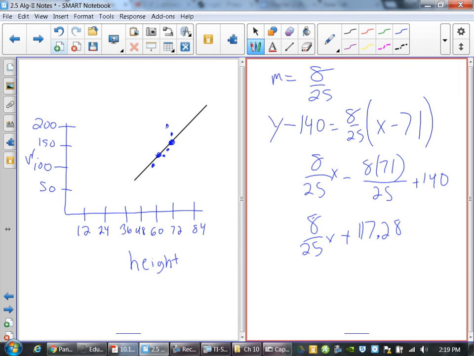So that means if I take somebody's height and substitute it in for x, I should get approximately their weight. So who didn't we pick on? How tall are you? 5'10". 5'10" and a half. 8 times 70 divided by 25 plus 117.28. Do you weigh approximately 140 pounds? Yes. Hallelujah! Magic. Please tell me, would you oh so kindly, how tall are you? 6.